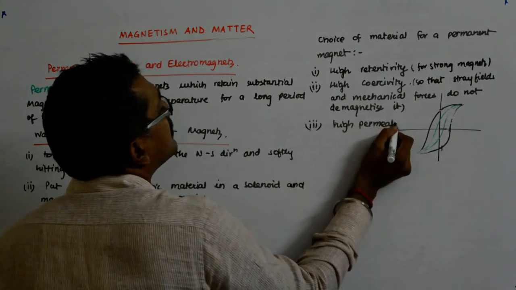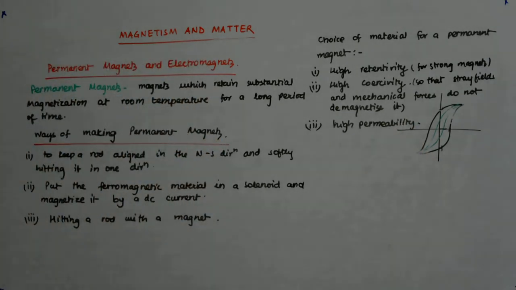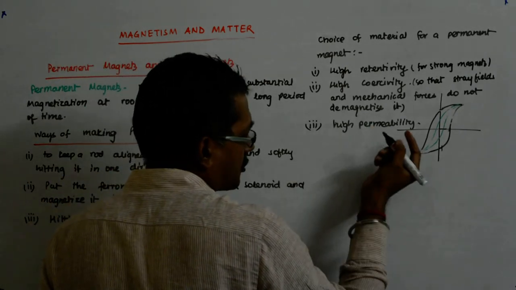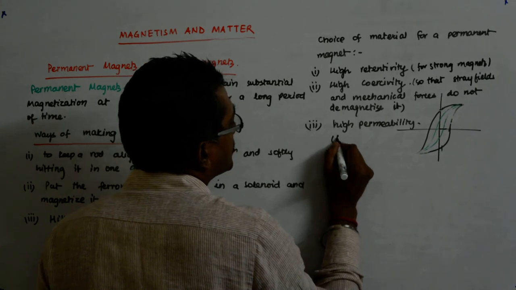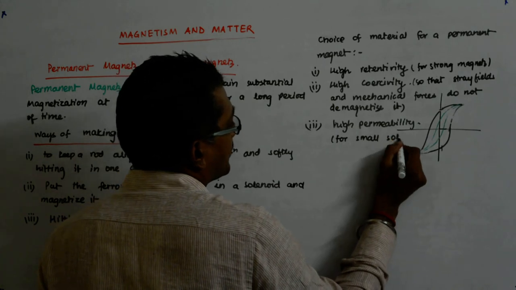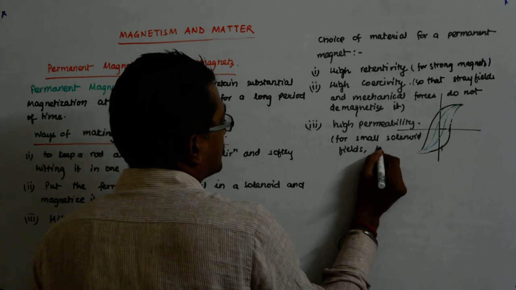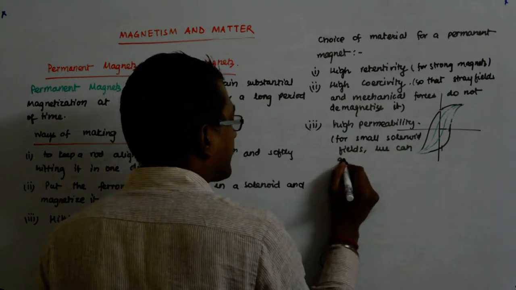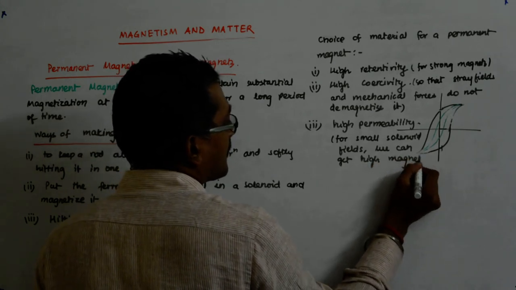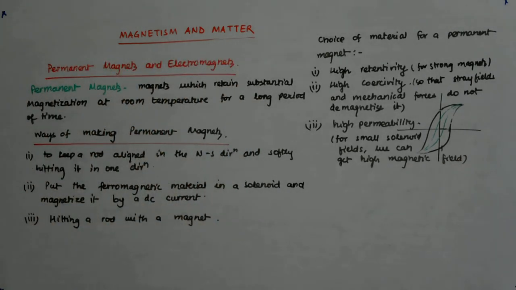So that even for small values of the field, we'll be able to get strong magnets, right? For small solenoid fields, we can get a high magnetic field, correct?